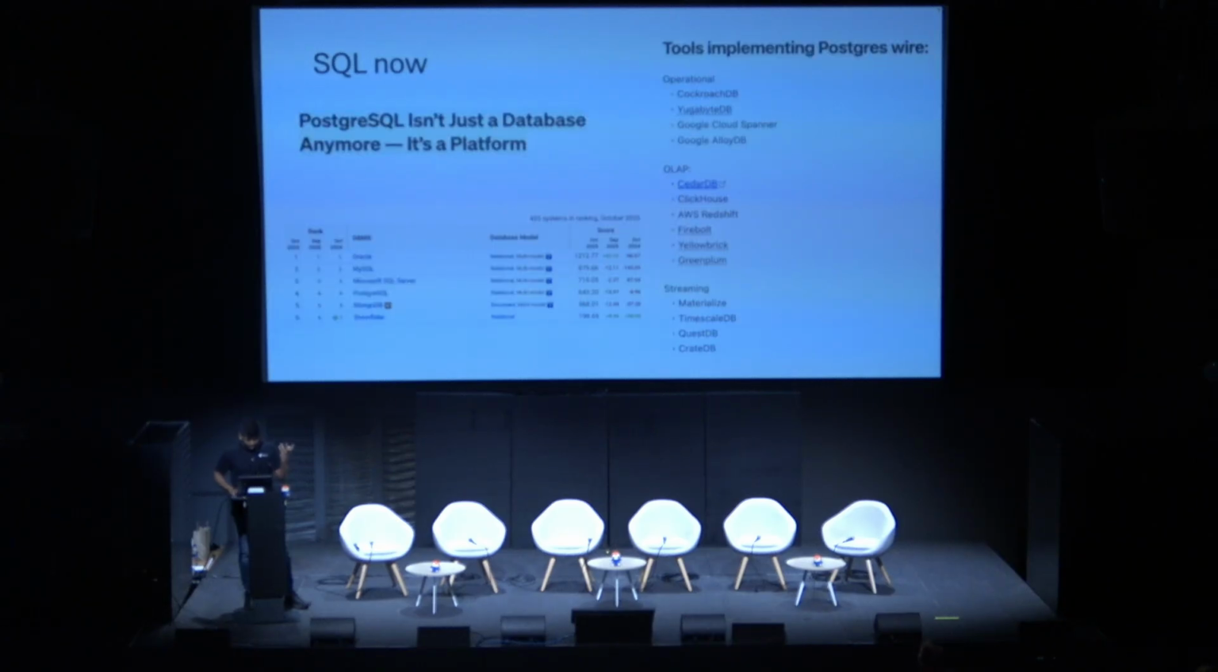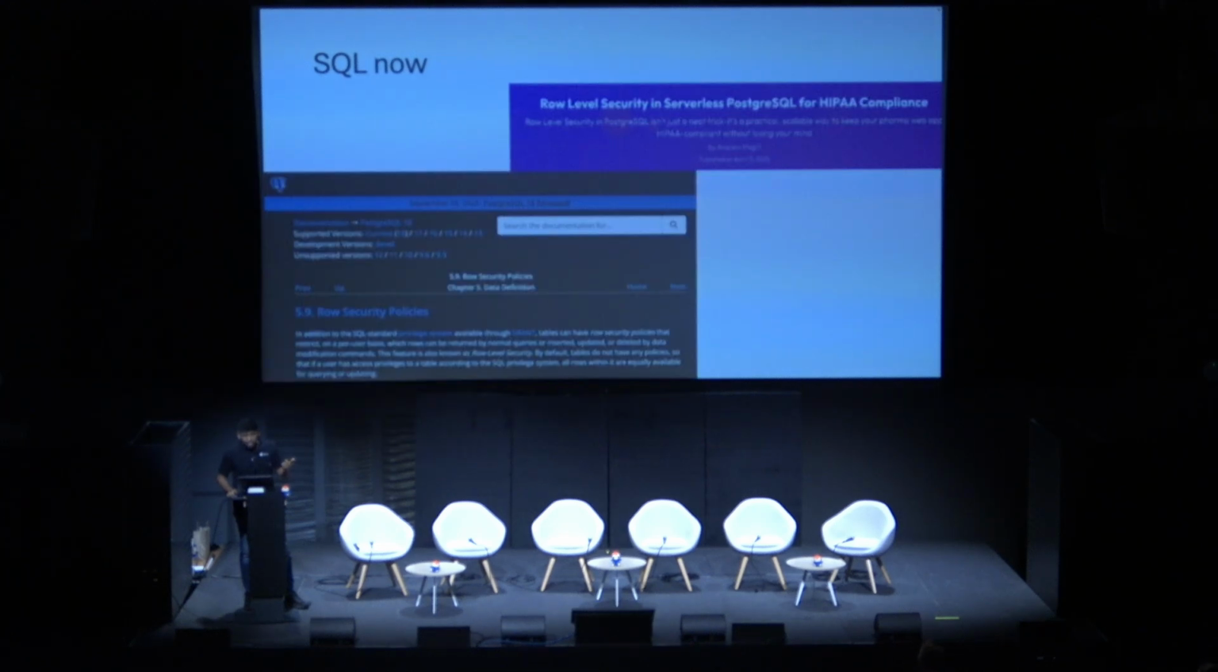And again, this is happening now because we have a lot of wire protocol native applications as well. So Postgres is not just a database anymore, it's almost a standard, right? A lot of people are implementing that as the wire protocol for their database. Like if you take Google Cloud Spanner, of course, it's not a Postgres database, but it has Postgres wire compatibility, right? And then RLS happened, row-level security, right?